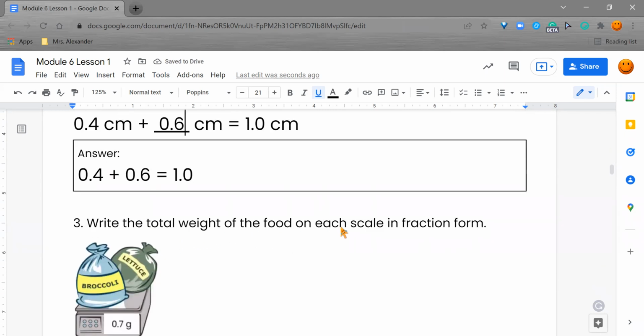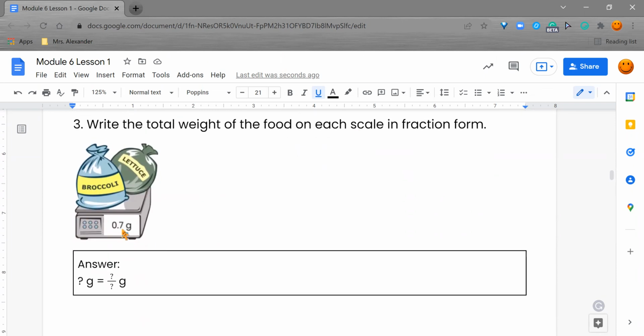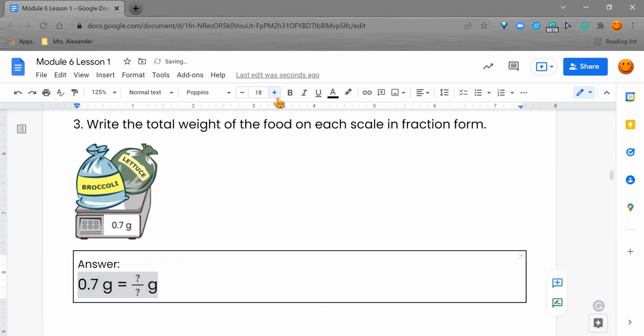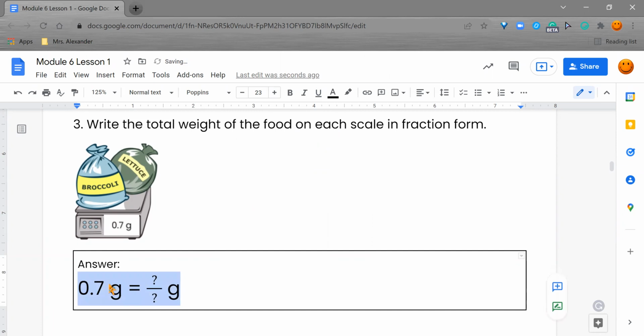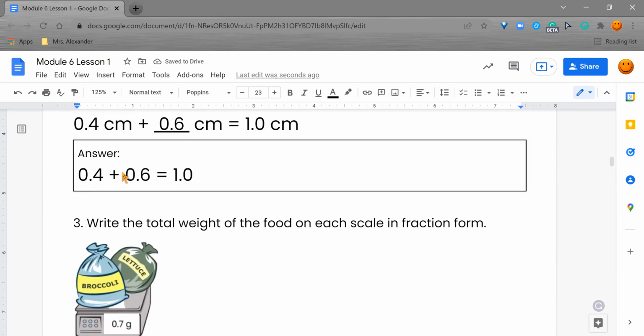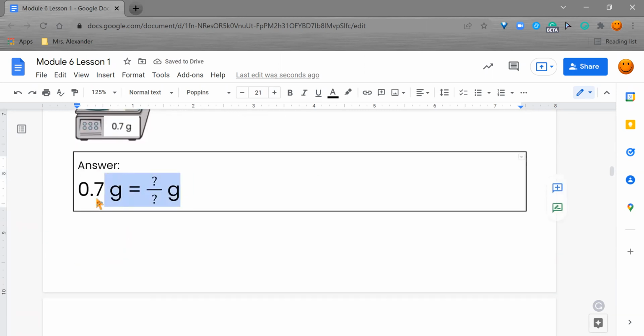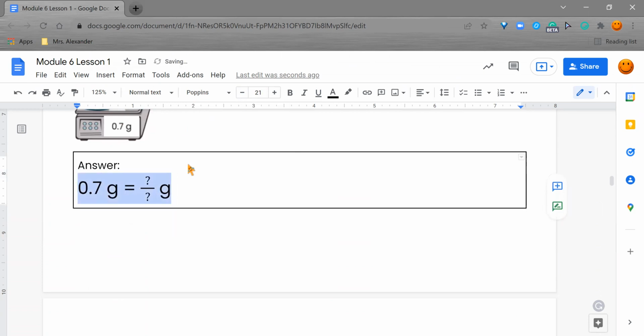Write the total weight of the food on a scale in fraction form. So it gives it to us in decimal form. So right here, I'm going to do 0.7. I'm going to make this a little bigger for you guys. There we go, 0.7. That might be too big. Yep, I went a little too big for you guys, sorry.